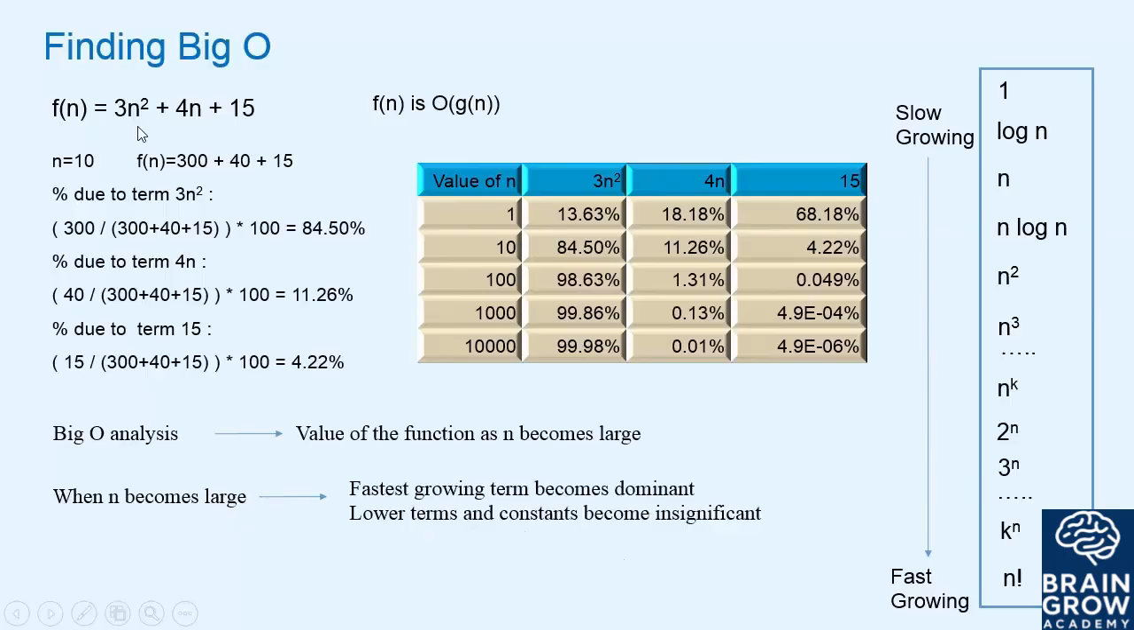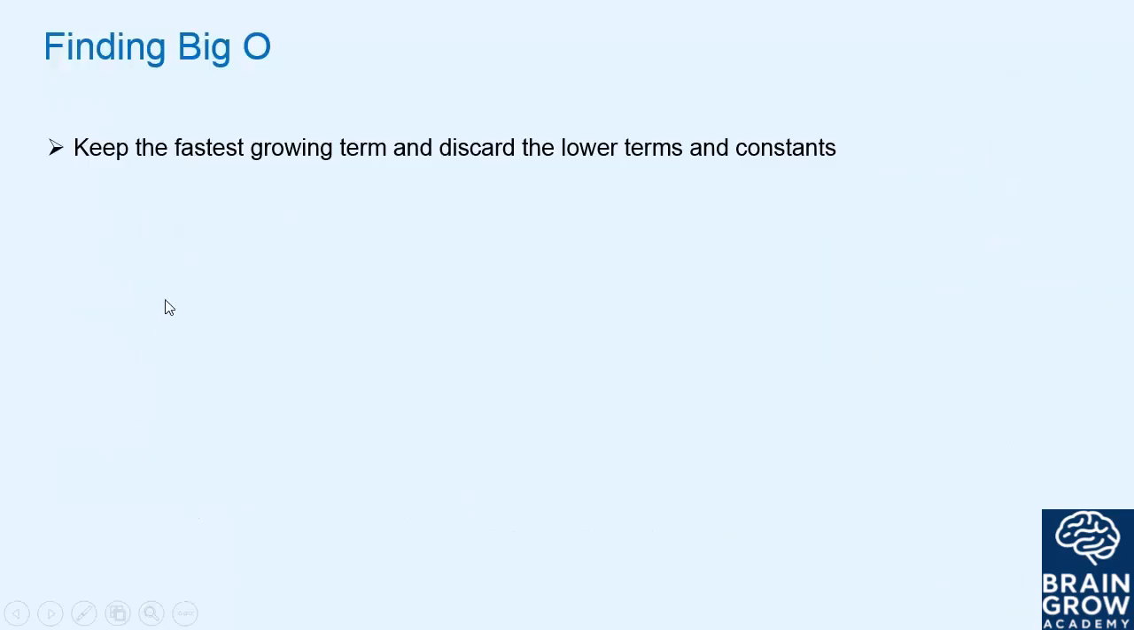So if we have a function that is a sum of different terms, then for finding the big O for that function, we just have to keep the fastest growing term and we can discard all the lower terms and constants. So we got the first rule for finding big O. We have to keep the fastest growing term and discard all the lower terms and constants. Now the second rule is that we can ignore the coefficients of the terms.